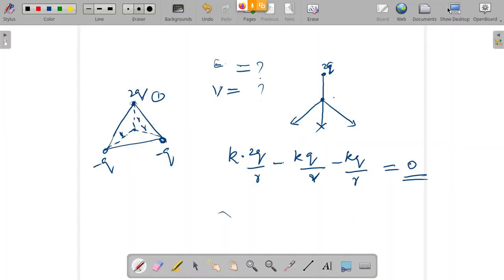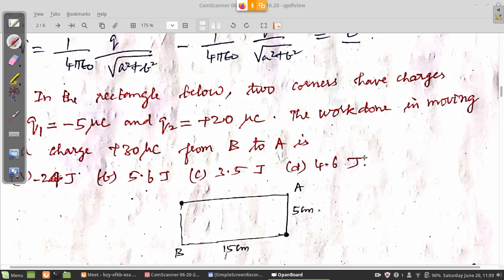There are only 2 steps to this. The first step is you have to find the work done. As I said, the first step is W equals Q into (VA minus VB). Then see what VA is, and calculate what VB is. Then you can do the potential difference.